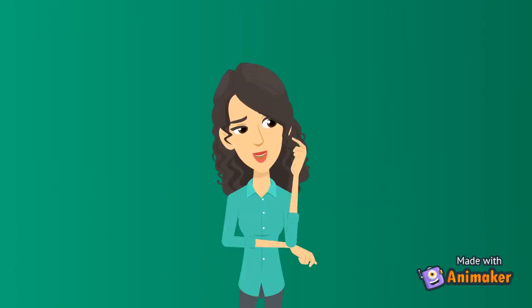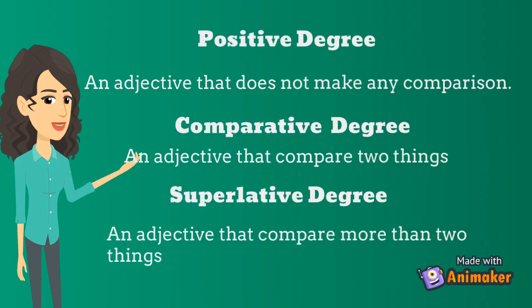Then what are positive, comparative and superlative degrees? In a positive degree, an adjective does not make any comparison. In a comparative degree, the adjective compares two things. In a superlative degree, two or more things are compared by the adjective.